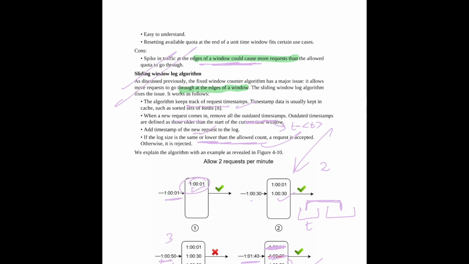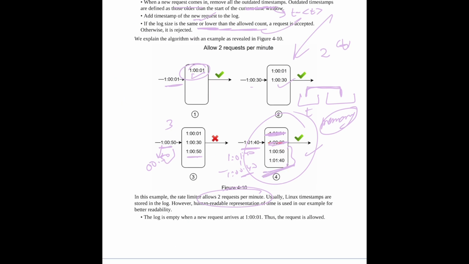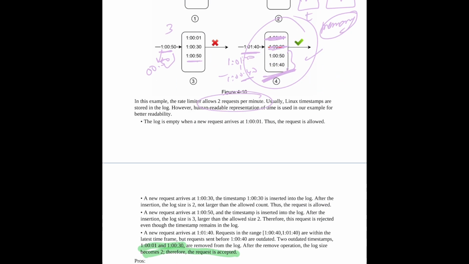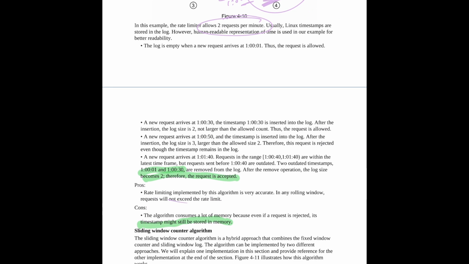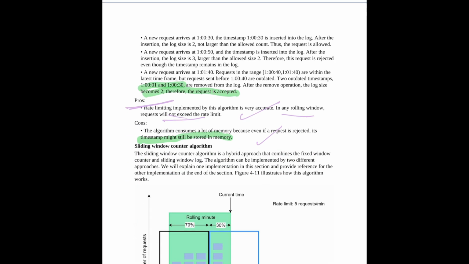The issue here is, since you are storing the timestamp of every request, it will cost you a lot of memory. Although you are removing the timestamps after your limit, what if your time limit, which you're considering here as 1 minute, is very large? There will be a lot of timestamps stored, because you're storing the timestamps of the requests that go through and also the ones that get dropped. So the pro is that it's very accurate and no requests will exceed the rate limit. The con is that you are storing all the timestamps.